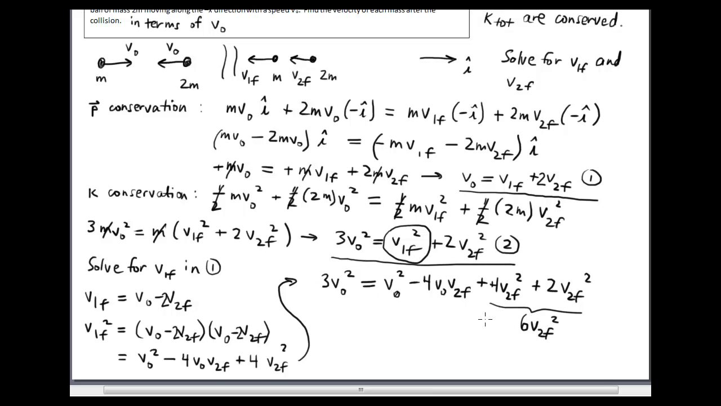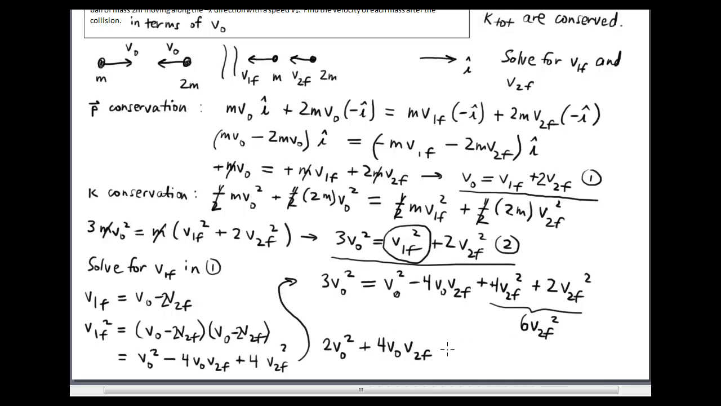And then I can get everything on the left-hand side of the equation, because I'm going to set this up where everything on the left-hand side equals 0 on the right-hand side. So the 3 v0 squared and the v0 squared becomes 2 v0 squared. This term then becomes plus 4 v0 v2 final.